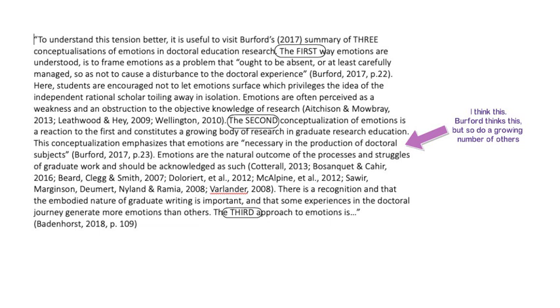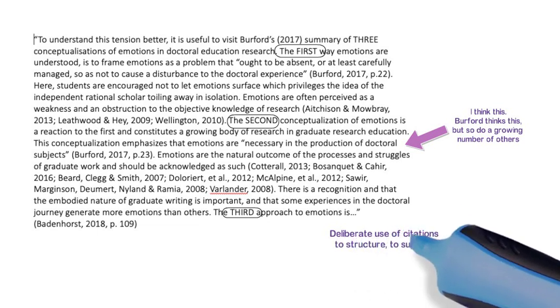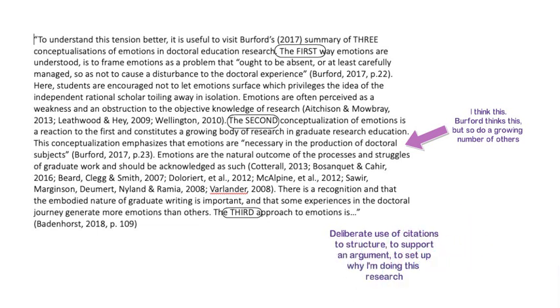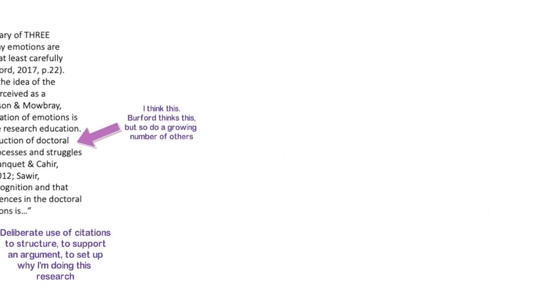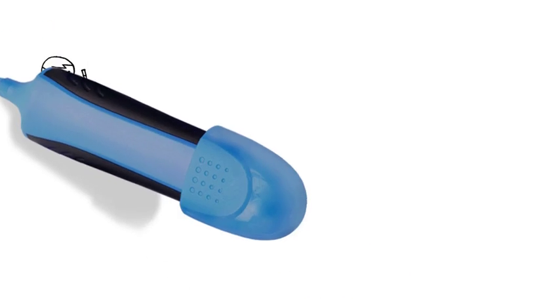So the first argument is the argument I don't agree with. The second argument is the one Burford and I agree with. And I really stack the references there because of the controversial nature. And then the third argument is, well, I won't go into that here. But what I'm trying to say is that there's been a deliberate attempt here to structure the citations, a deliberate use of citations.